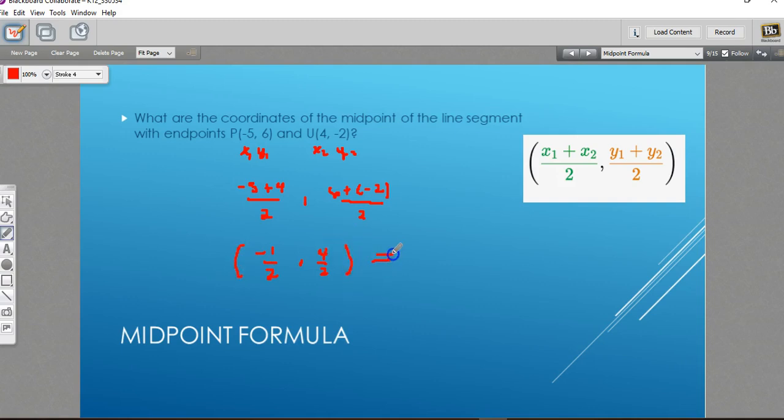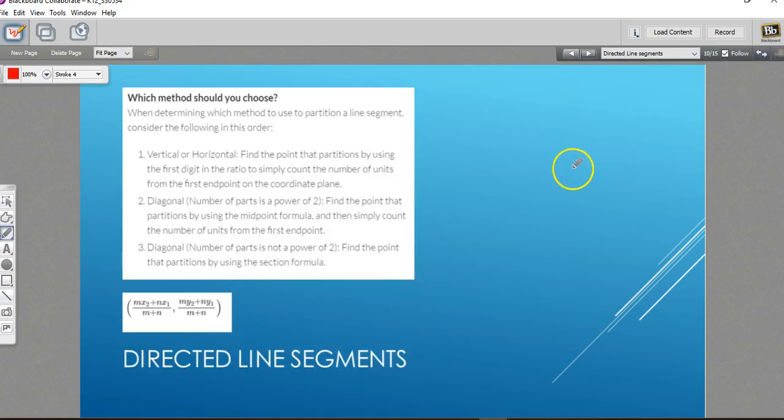Which reduced is going to be, again, -1 half doesn't reduce anymore, but 4 halves does. It reduces down to 2. And that would be your midpoint. That's pretty slick, huh?